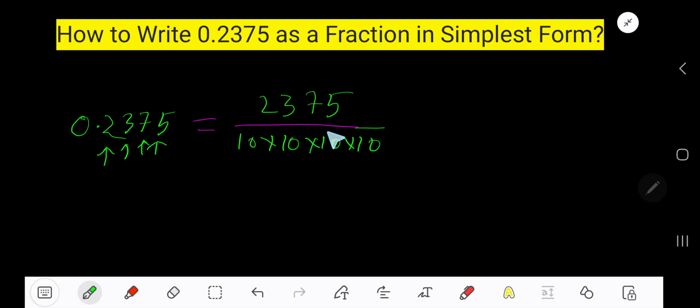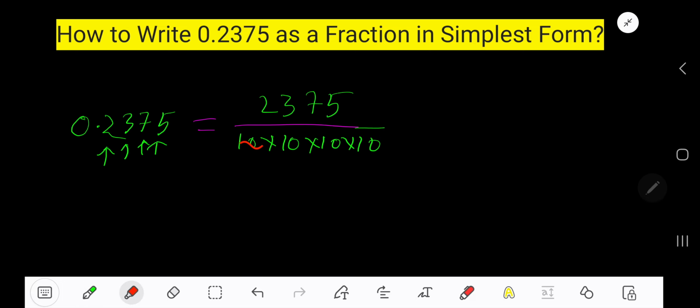To simplify this fraction in one step, you need to divide the numerator and denominator by the greatest common factor or greatest common divisor. But if you want to simplify this fraction in multiple steps, then you can divide the numerator and denominator by the common factors. Okay, this number has 5 at the end, so it is divisible by 5. This number has 0 at the end, so it is divisible by 5.